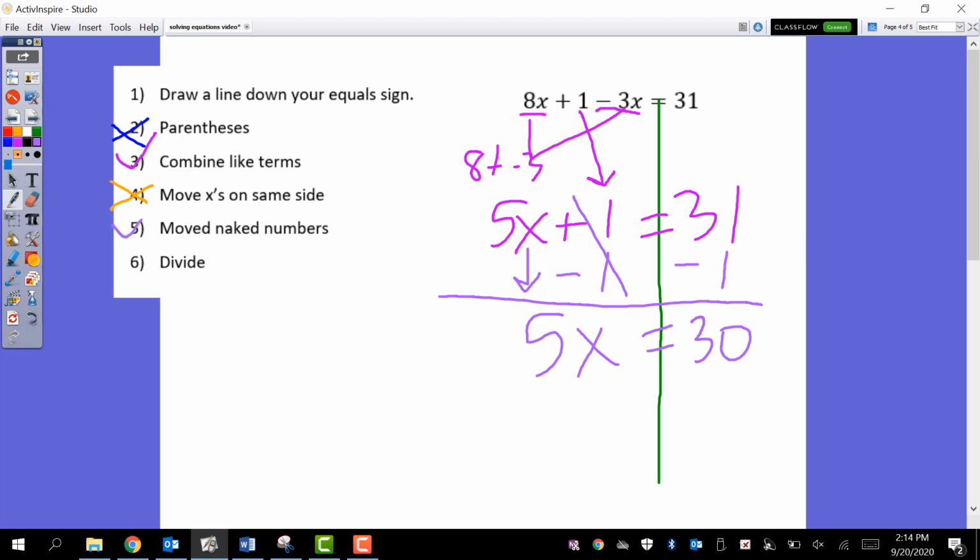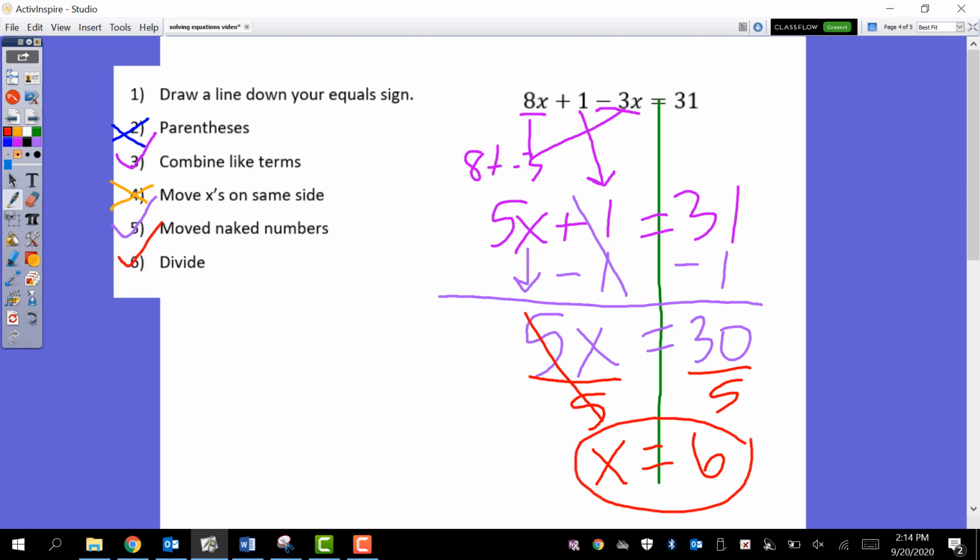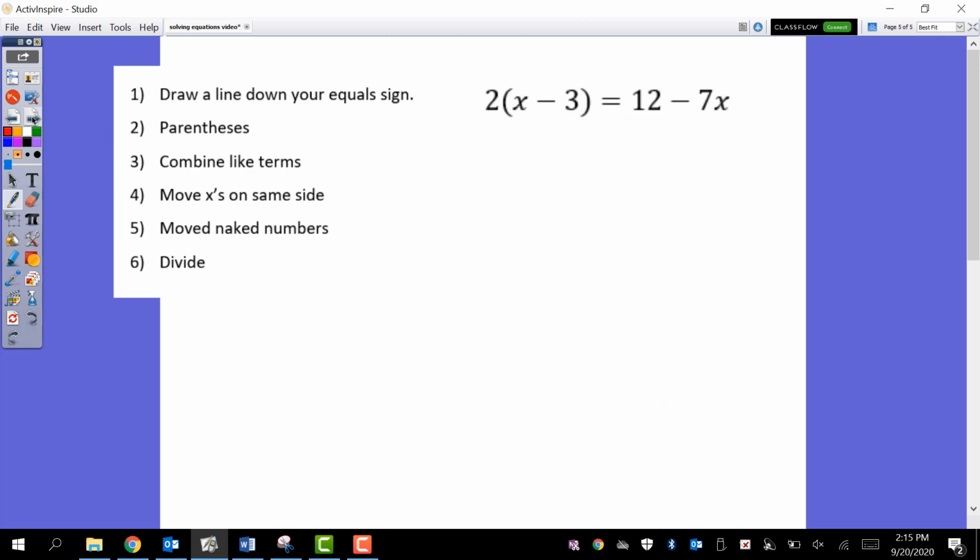So move naked numbers, check. And last step, we're dividing. What are we going to divide by this time? Well, what's the number with x? It's 5. So divide by 5. 5 divided by 5 is 1. 30 divided by 5 is 6. So check. That's my final answer. X is 6.